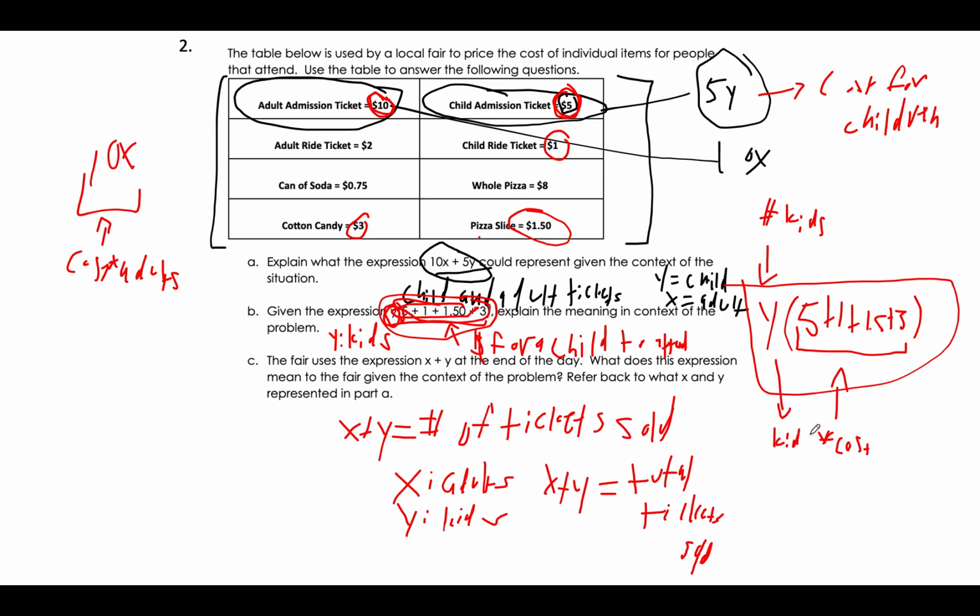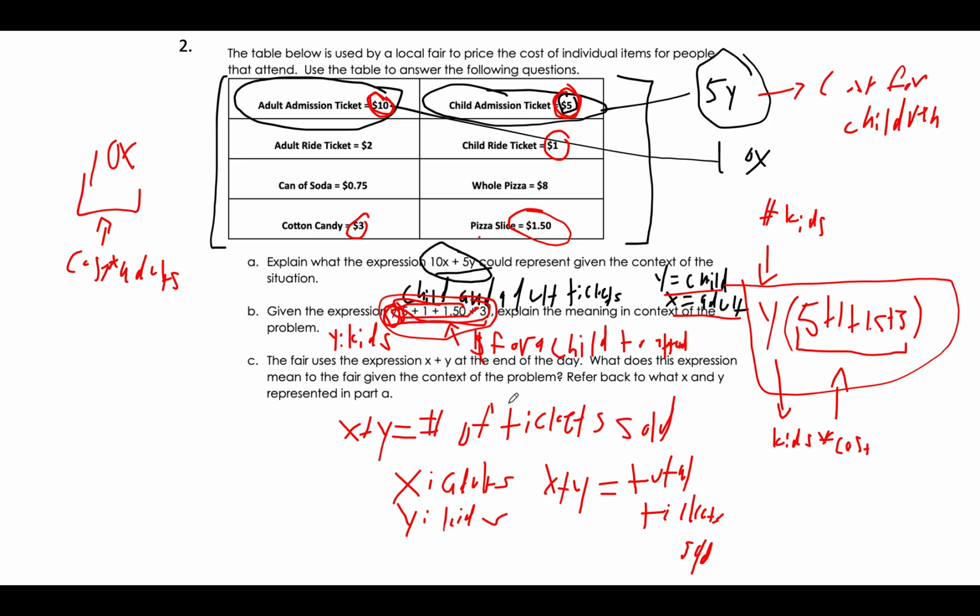And then in part C, the fair used the expression x plus y at the end of each day. What does the expression mean to the fair given the context of the problem? Refer back to what x and y represented in part A. So for this one, we're going to be taking a look at part A, and we know that y is children and x is adults.